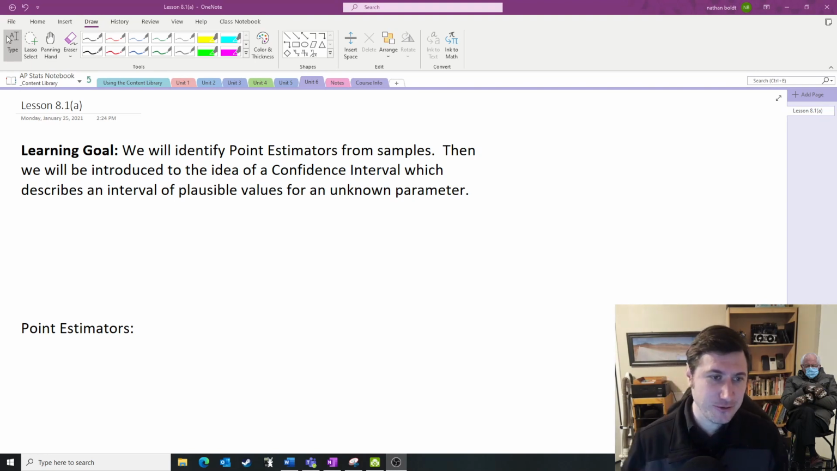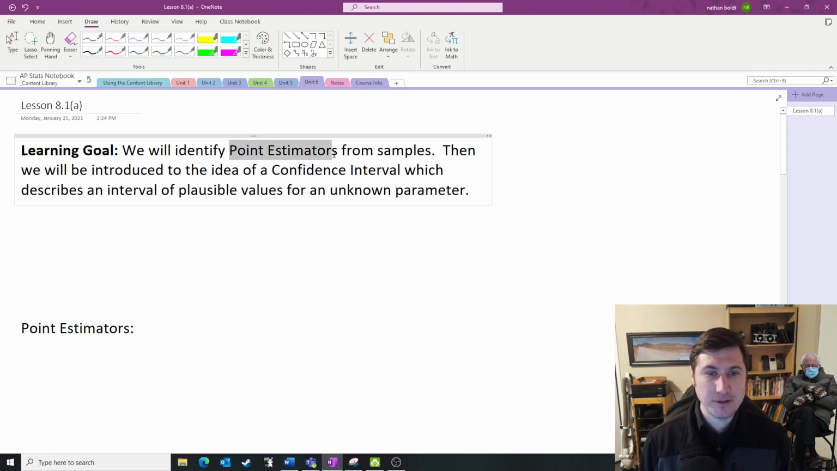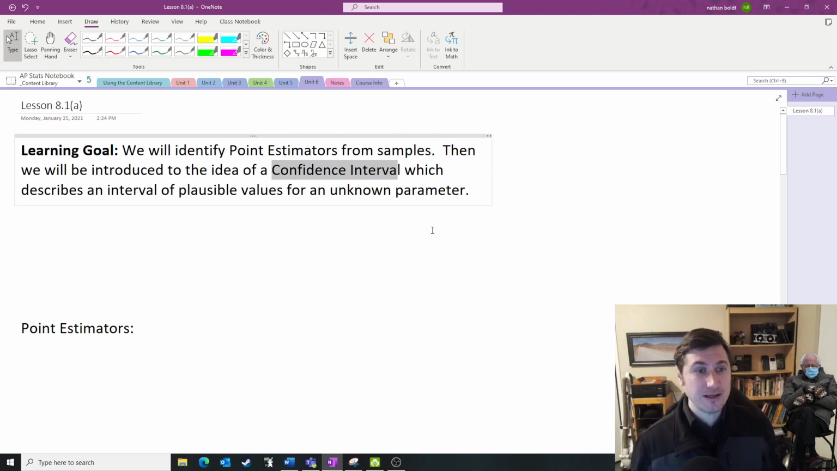This is an intro to the next chapter, chapter 8. We're going to first start by identifying what are called point estimators. That's just a fancy new vocabulary word for something we already kind of know. Then we're going to introduce a new idea, the idea of the confidence interval, which describes an interval of plausible values for an unknown parameter. So that's what we're building towards, and hopefully by the end of this video that will all make sense.